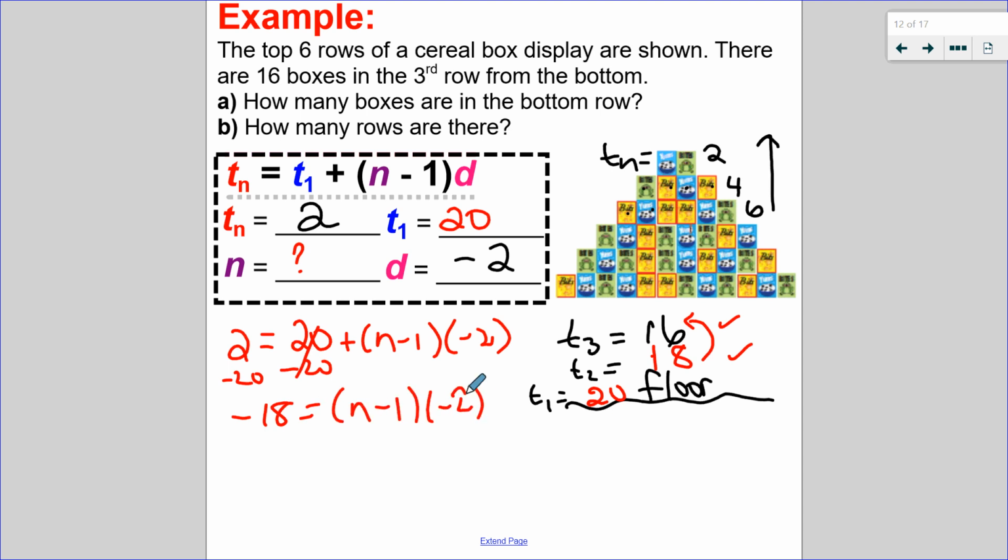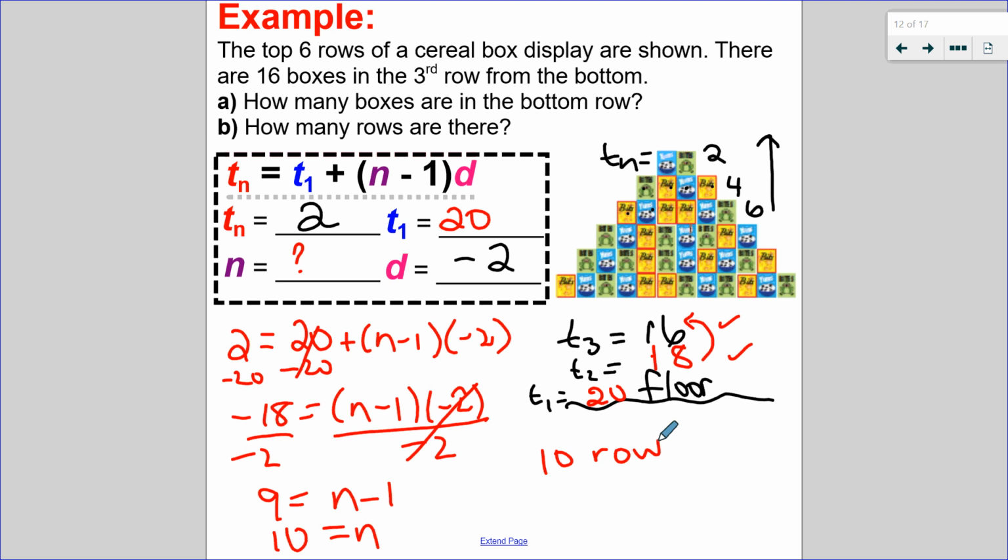Again, we want to get n by itself, resist that urge of distributing the negative 2 inside the brackets. I get 9 equals n minus 1, and then simply add 1 to both sides, which tells me there must be 10 rows in the entire display.